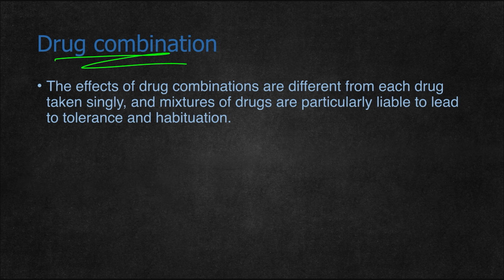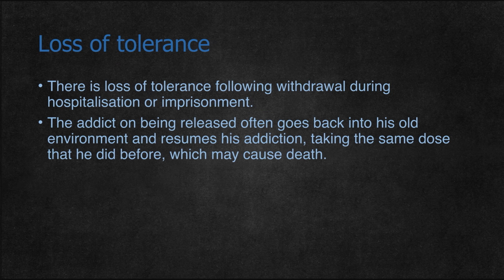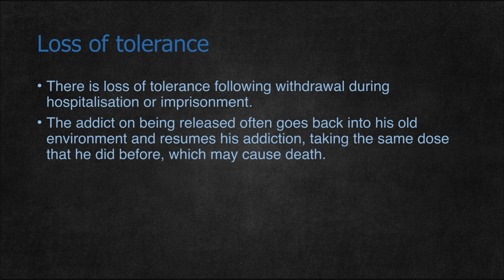Some other forms of dependency involve combination of drug usage. Here the effects of drug combinations are different from each drug taken singly, and mixtures of drugs are particularly liable to lead to tolerance and habituation. So drug combination includes the use of different types of dependent drugs leading to some adverse effects, cross tolerance and habituation.